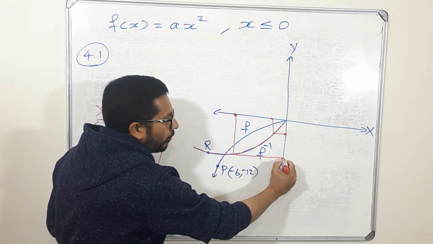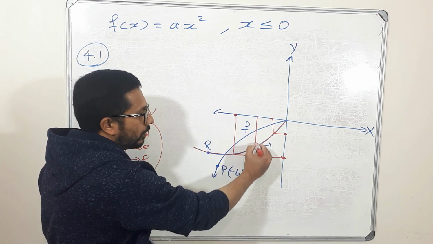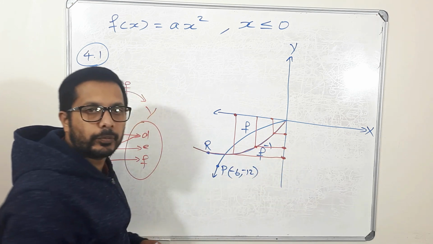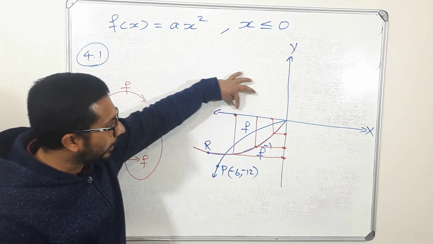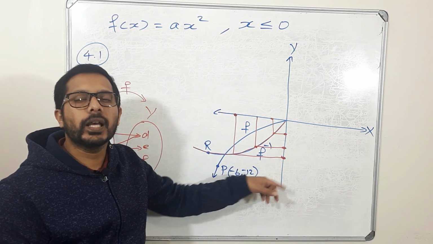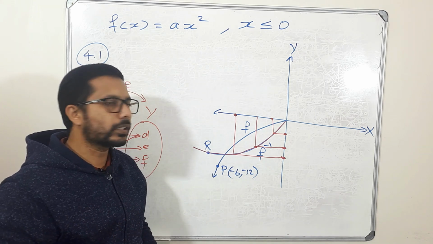I have only one y value, that is this one. If I take an x value here, how many y values do I have? Only one y value, that is this one. That means for every x value only one y value, then that one is a function. Or how can you say it in other words?